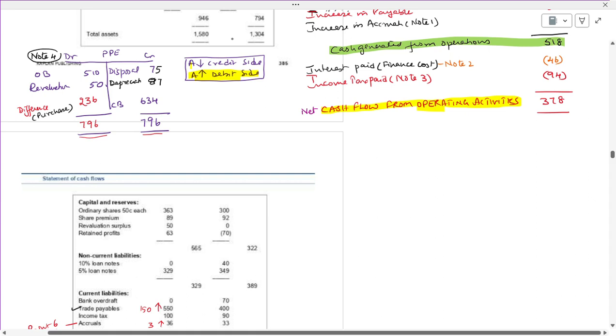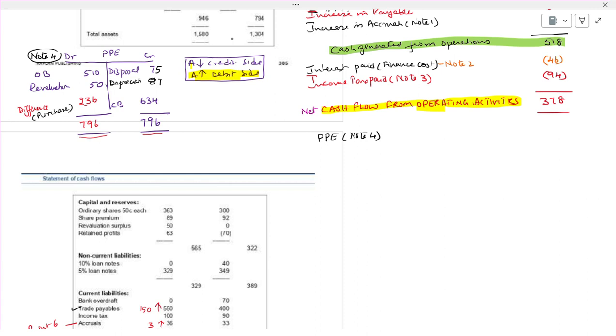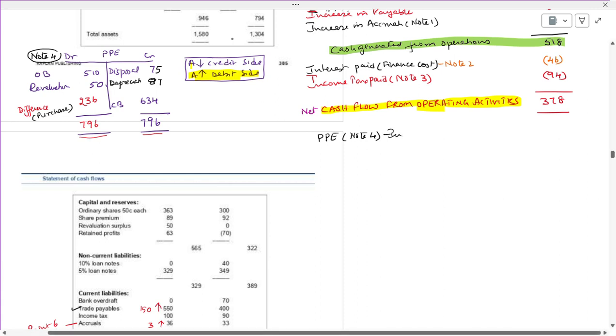When you have purchased. Purchase, yeah. When you have purchased. How much is there? Property, plant and equipment, Note 4. Increase. Okay, write down. Increase. How much? If asset increases, what will happen? Cash will decrease.